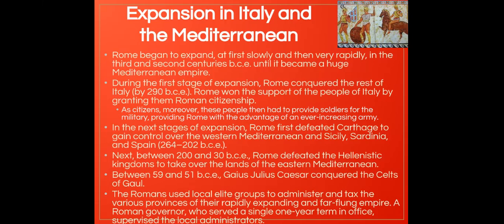All right. Expansion in Italy and the Mediterranean. Beginning in 272 BCE, Rome faced 6 Mediterranean powers in her attempt to expand out of Italy.